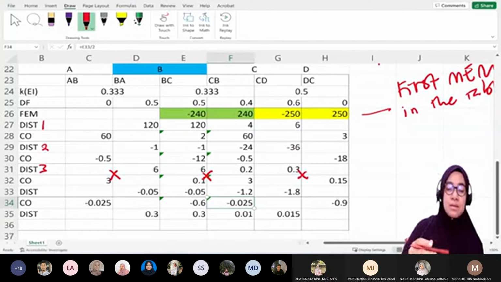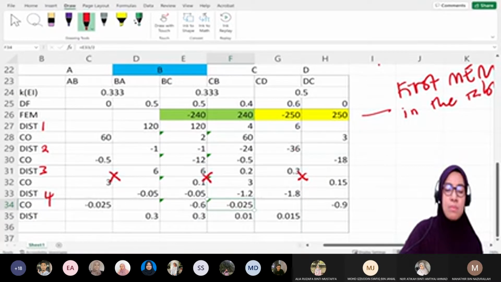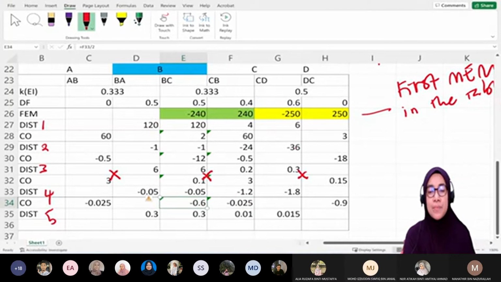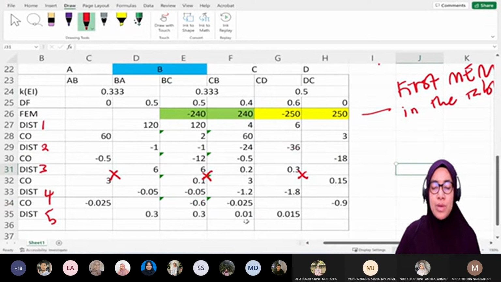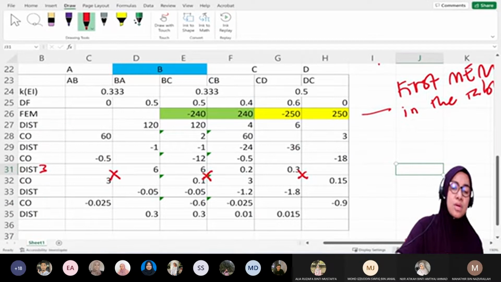Repeat lagi, distribution number 4. Repeat the same thing, and then carry over. And then repeat lagi. So bila nak stop, basically 5 or 6 times, 5, 6, 7 times will be enough. When we meet 0.0 something, then we may stop. So table dah siap.